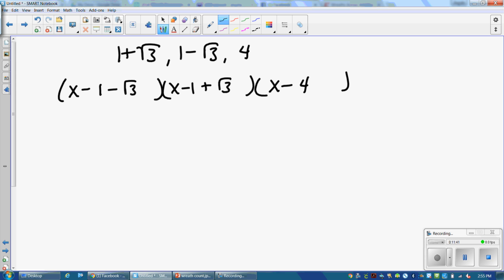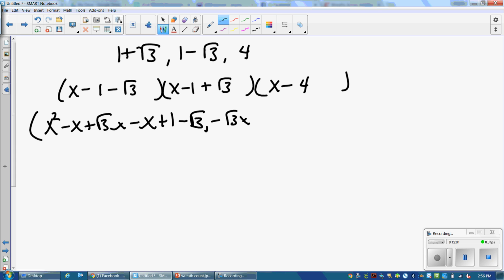I would multiply these first two together first. You can do the last two, but it's going to get really yucky really fast. So I would do the first two together. x times everything would be x squared minus x plus the square root of 3 x. Minus 1 times everything would be minus x plus 1 minus the square root of 3. And then negative square root of 3 times everything will be negative square root of 3 x plus the square root of 3, and then it'd be minus 3. And then I still have x minus 4 over here.